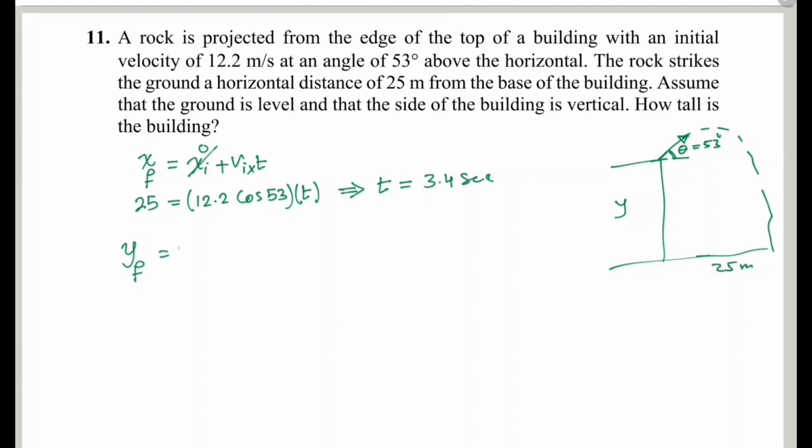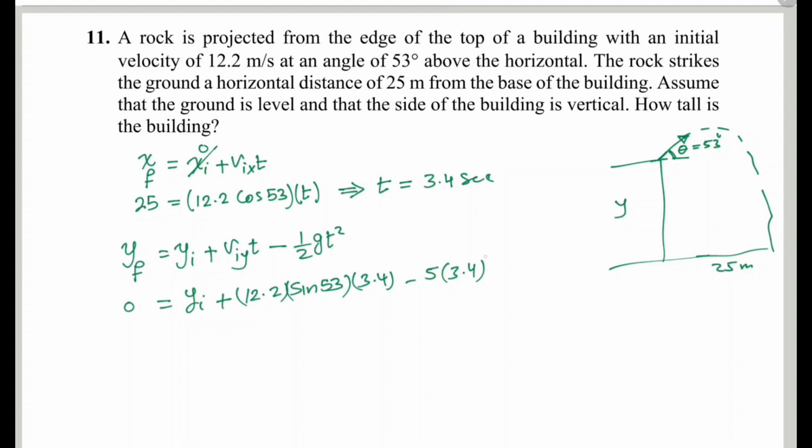So y final equal to y initial plus the initial y t minus half g t square, and this is 0, equal to y initial plus 12.2 sine, the y component, 53 times 3.4 minus half g, it's 5, times 3.4 square, or 0, equal to y initial plus 33.127 minus 57.8, or y initial equal to 24.6 meters.